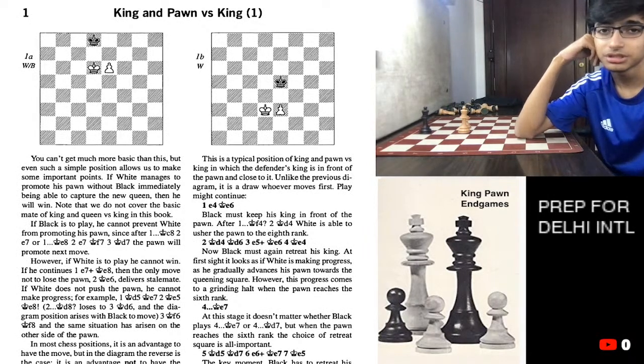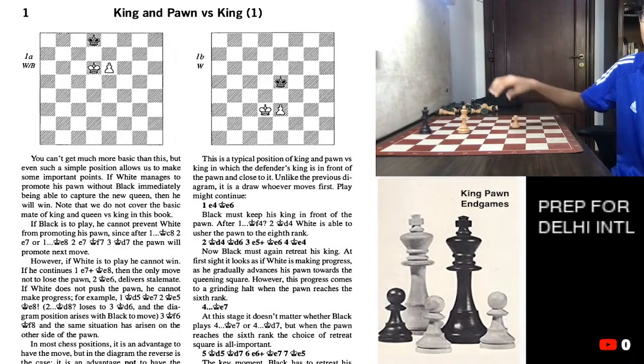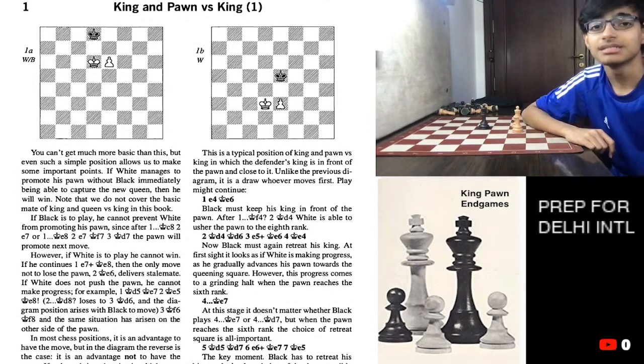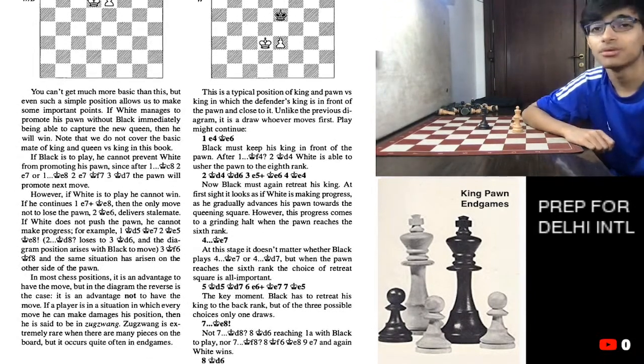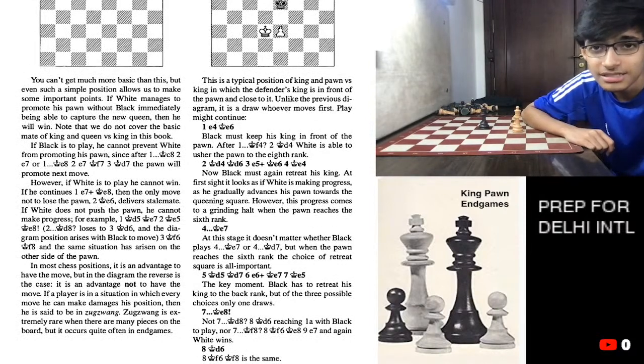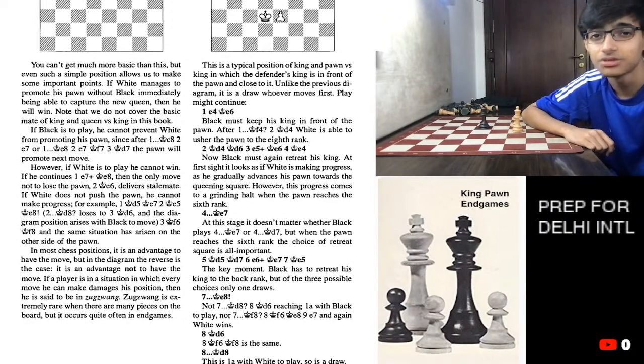Okay, the second position is a pawn on e3, the white king on d3, and the black king on e5. This is a typical position of a king and pawn versus king, in which the defender's king is in front of the pawn and close to it. Unlike the previous diagram, it is a draw, whoever moves first. Play might continue.